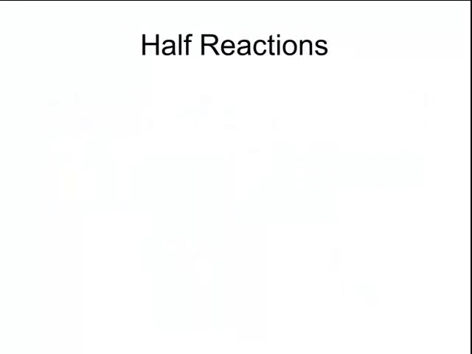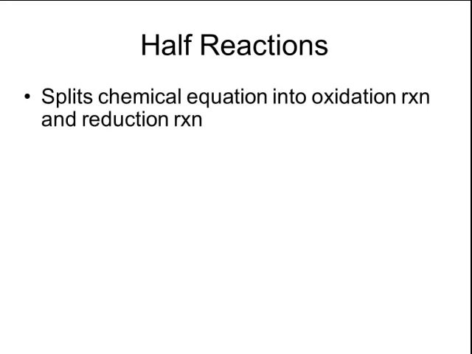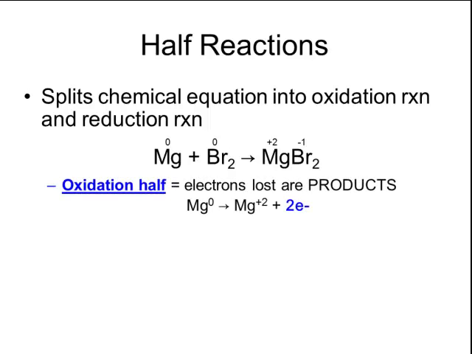Often we represent redox reactions using half reactions. A half reaction splits the chemical equation into an oxidation half and a reduction half. So for example, in the chemical reaction of magnesium and bromine combining to make magnesium bromide, I would first need to assign oxidation numbers in order to determine which element was oxidized and which element was reduced. After assigning oxidation numbers, I can see that the oxidation half involves the magnesium, because the magnesium is going from an oxidation number of 0 to a +2, it is losing electrons.